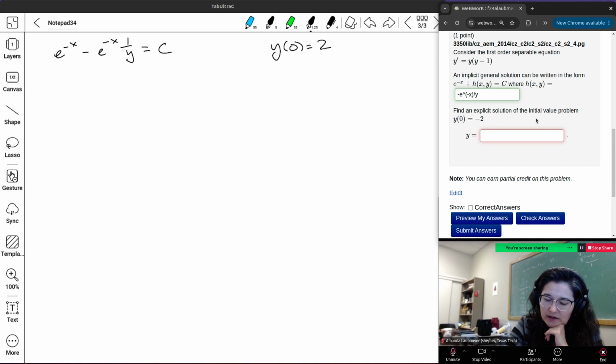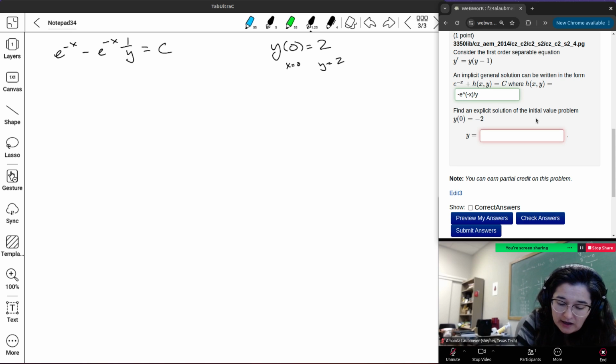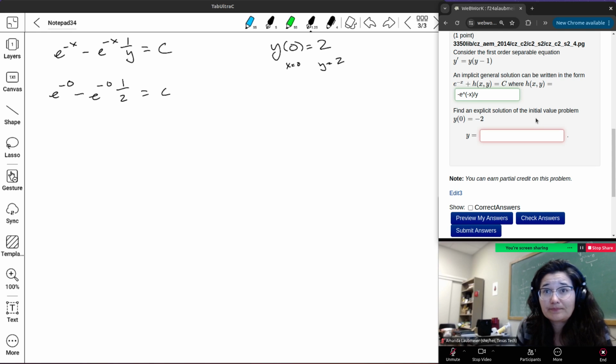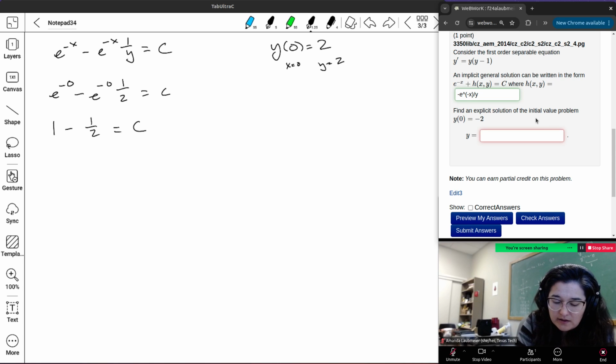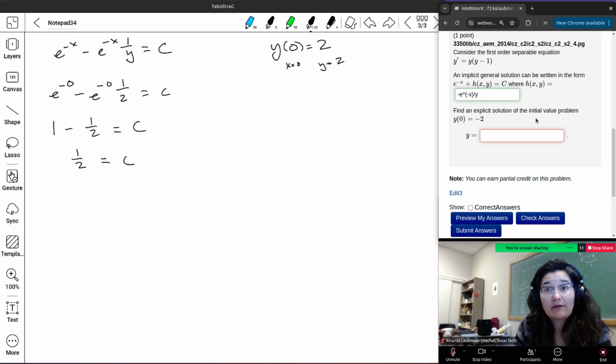So my initial condition is y of 0 equals 2. That's x equals 0, y equals 2. So I plug that in and solve for C. I've got e to the minus 0 minus e to the minus 0, 1 over 2 equals C. e to the 0 is 1. So I've got 1 minus 1 half equals C, or C is a half.